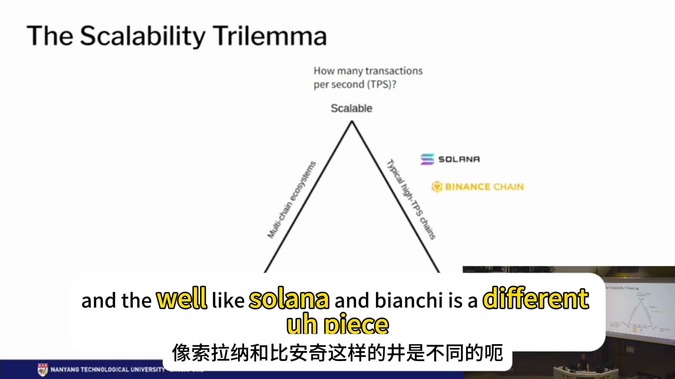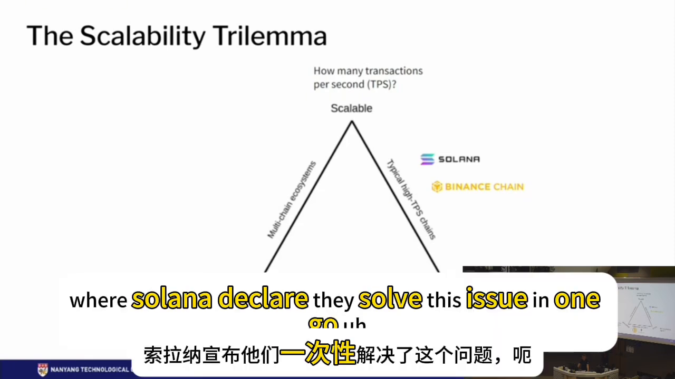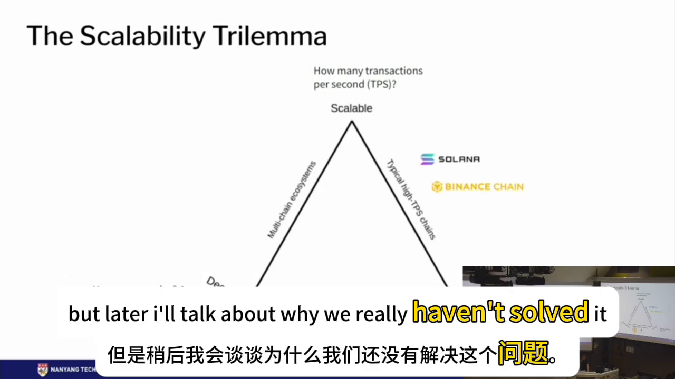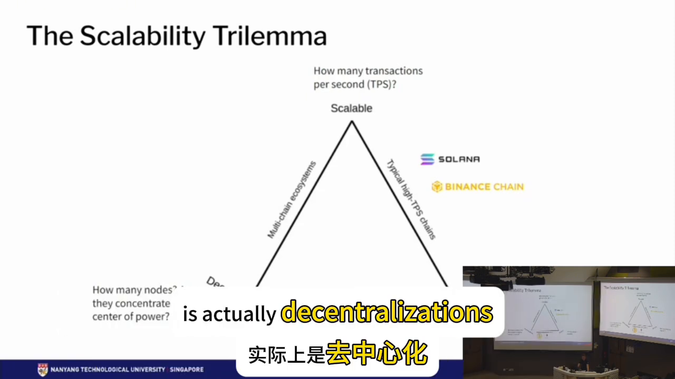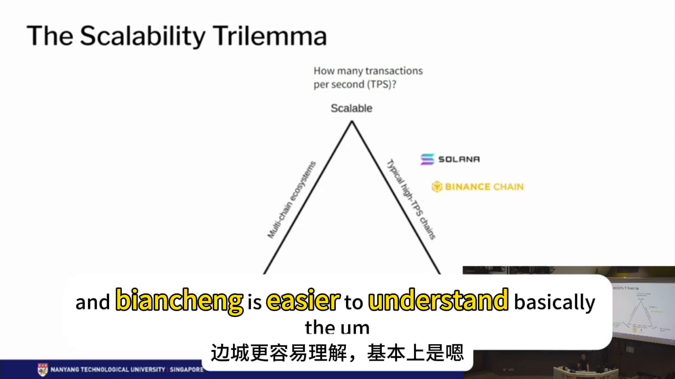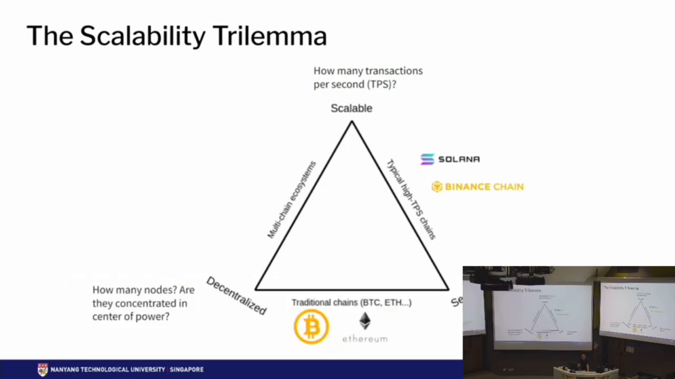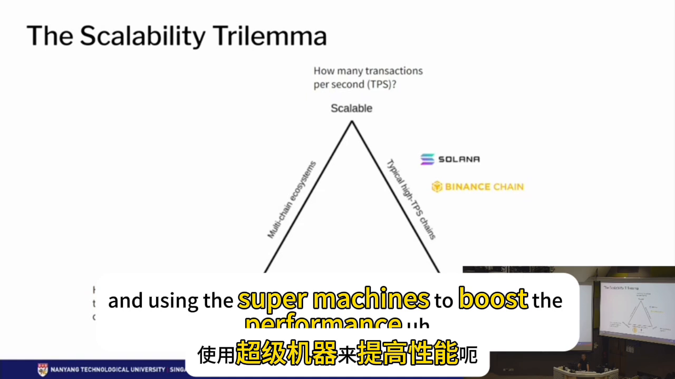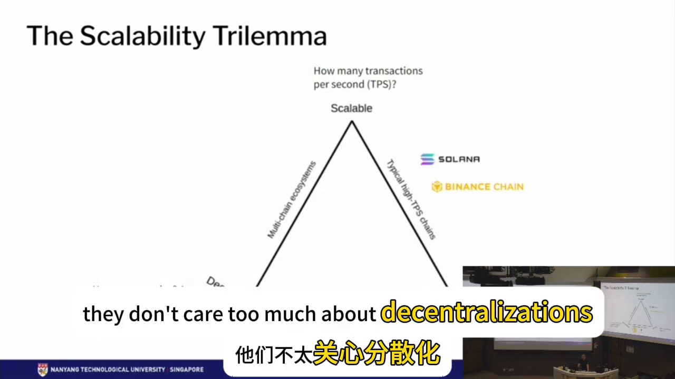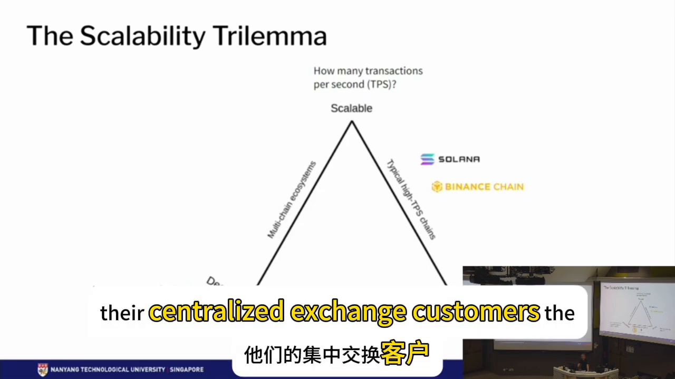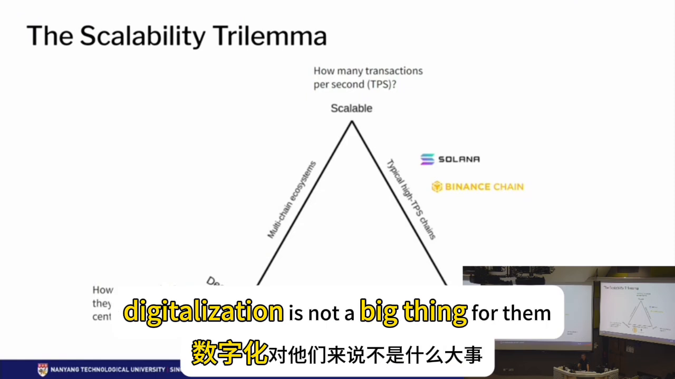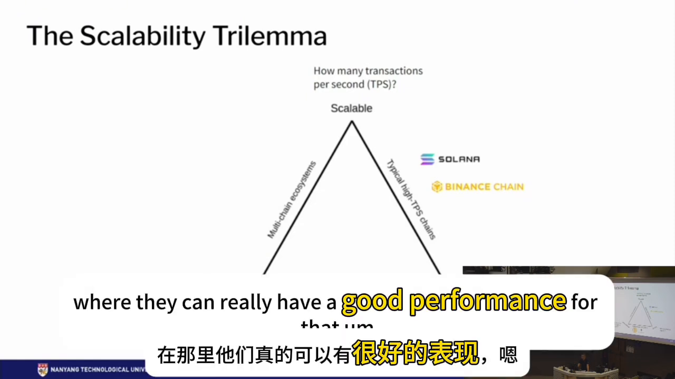Solana and BNB Chain are a different piece. Solana declares they solved this issue in one go, but later I'll talk about why they really haven't solved it, and the sacrifice for that is actually decentralization. BNB Chain is easier to understand. Basically, they take the same Ethereum fork and use super machines to boost the performance. They don't care too much about decentralization because their customers are more like centralized exchange customers. Decentralization is not a big thing for them. That's where they can have good performance.